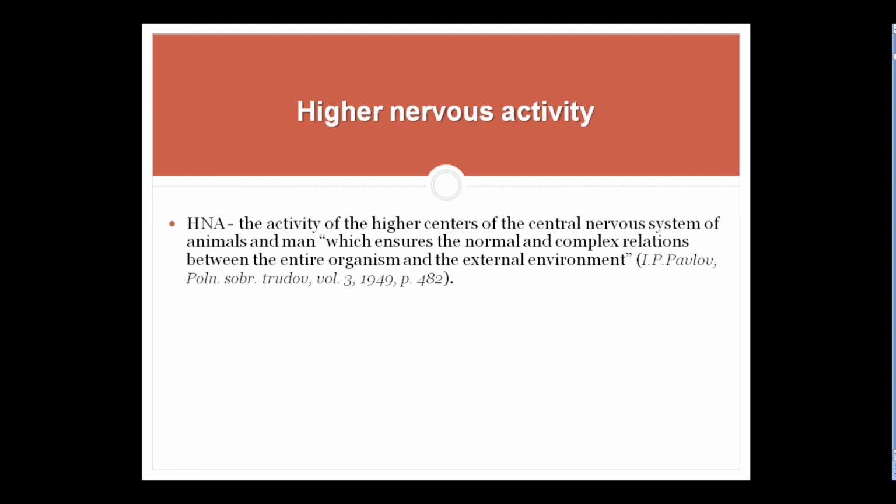So, the first question is about high nervous activity. As you can see, the definition given by Pavlov is that high nervous activity is the activity of the highest centers within the CNS of animals and humans, which ensures the normal and complex relations between the entire organism and the external environment, which means it provides adaptation.